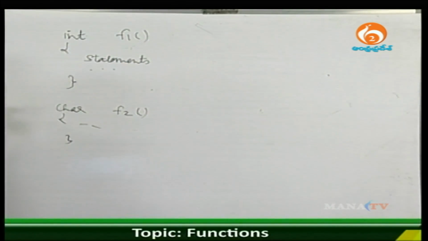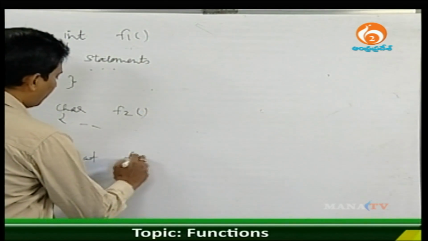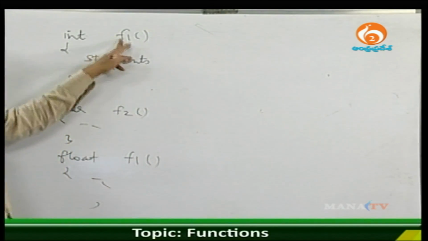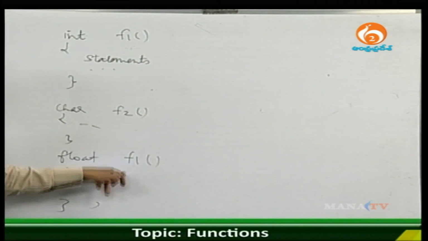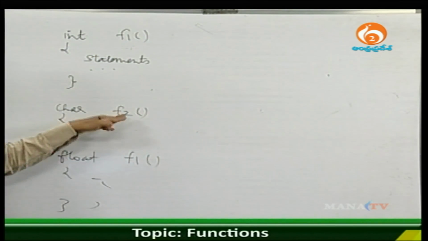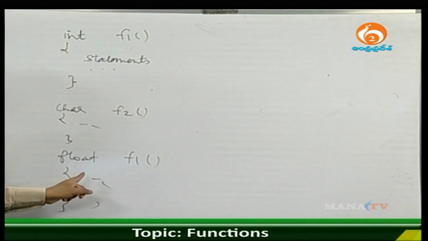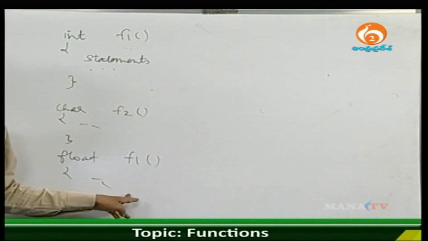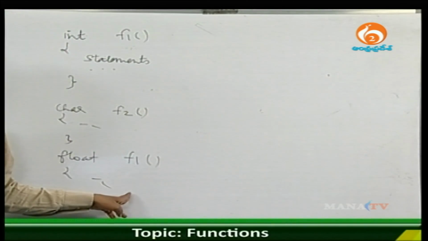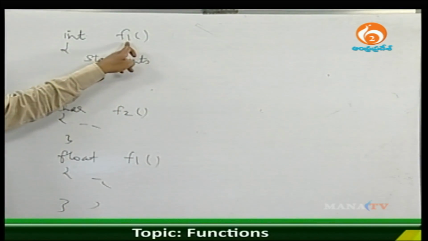So with int F1, I cannot write float F1, because the same program already contains the function F1, and the name should not be repeated. Though the return type is different, I cannot write the same function name in the same program. It leads to error. No two functions in the program can have the same name. So a function name must be unique. This is the name of the function.